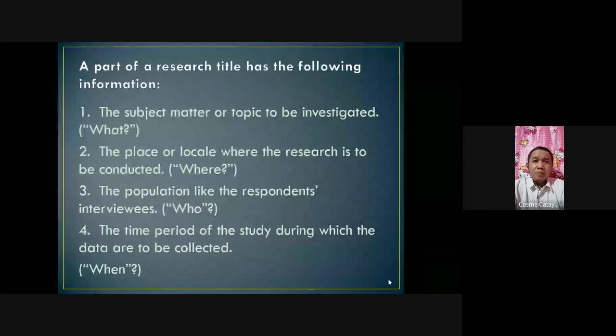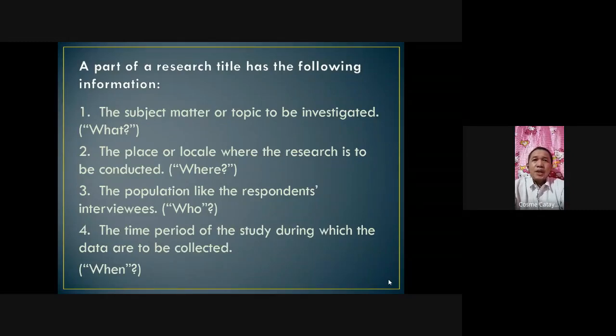Number 2, the place or the locale where the research is to be conducted. So again, we'll start with the question, where? Number 3, the population, like these respondents, interviewees. So we are talking to who? Number 4, the time period of the study during which the data are to be collected. So we have the question, when?